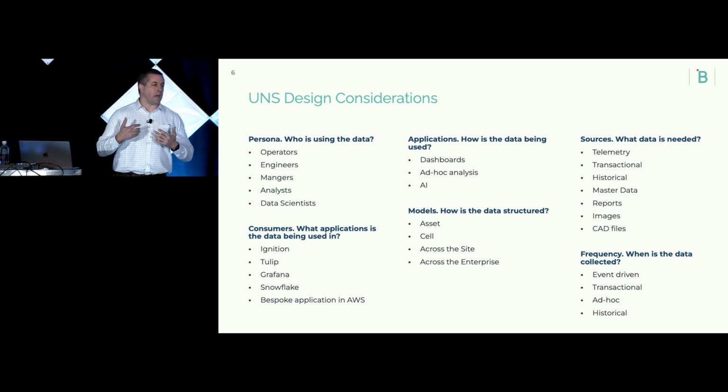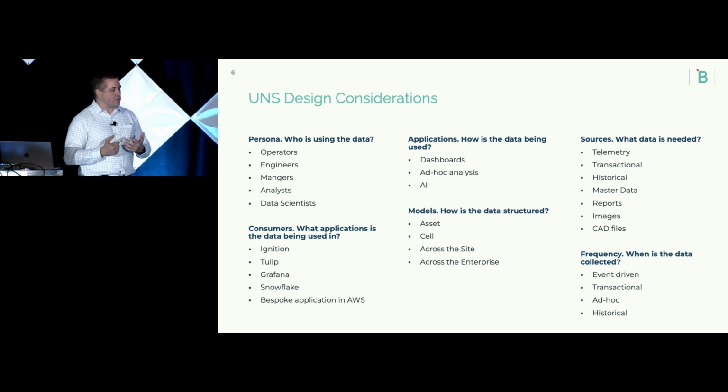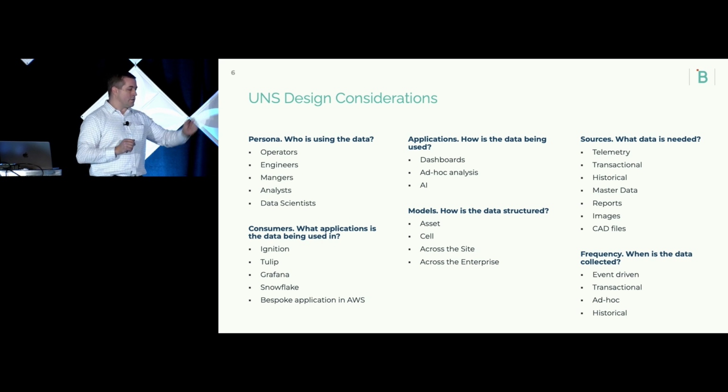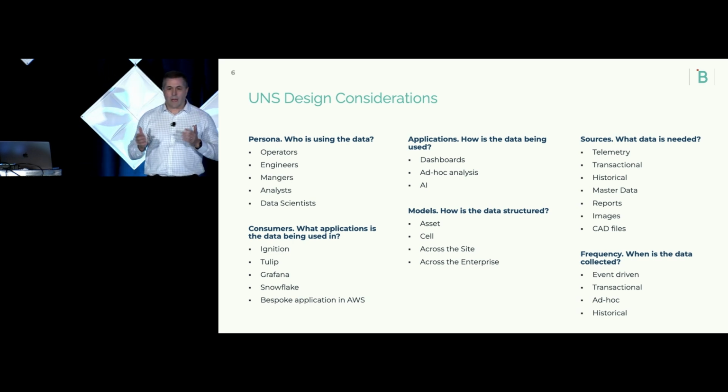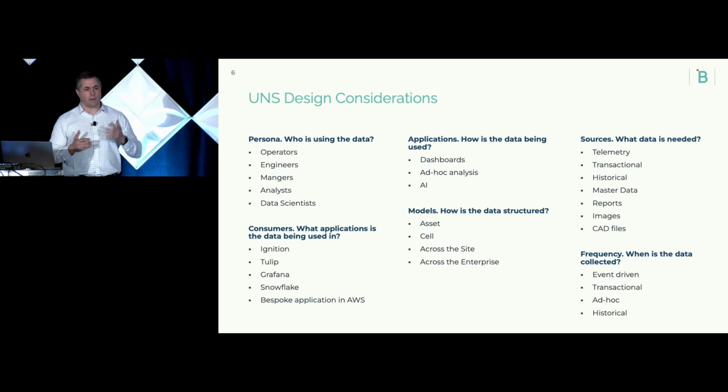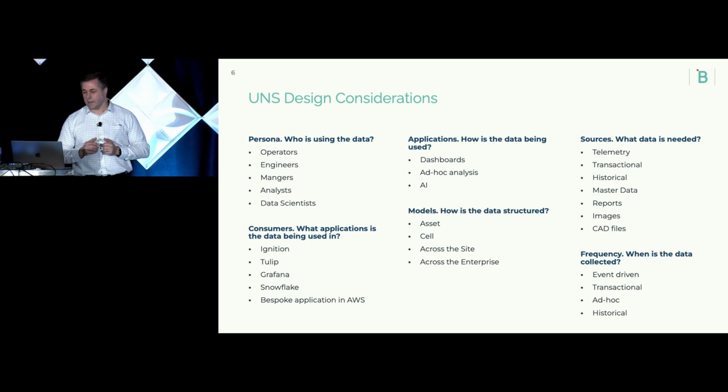So as you take on building a UNS, start out by looking at who's going to consume this data. What systems are going to consume it? Is it Ignition? Is it Tulip? Is it Maintainix? Is it Grafana? Is it Snowflake? What are the applications? How are we using it? Are we dashboarding? Are we using AI? What are the models? What are the different structures that we need to collect?